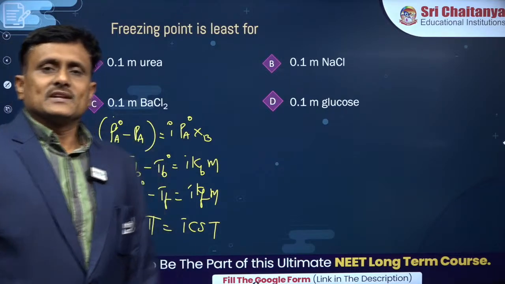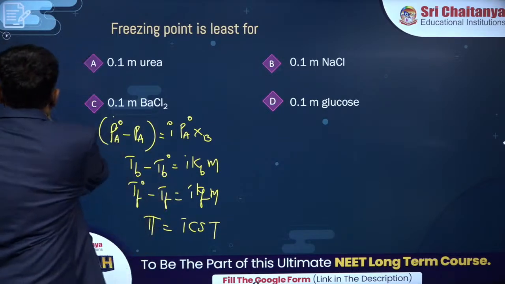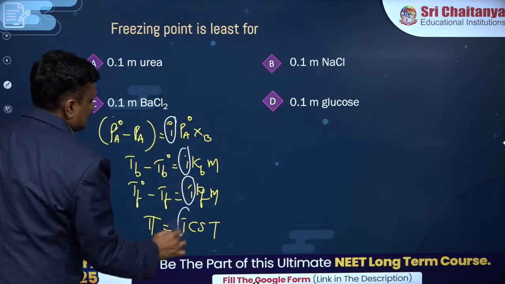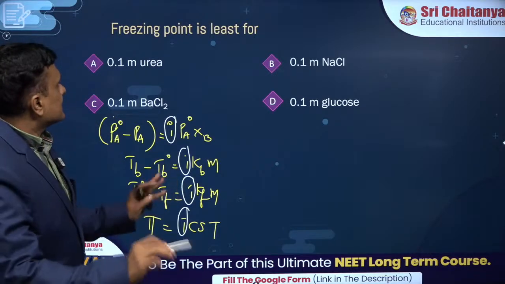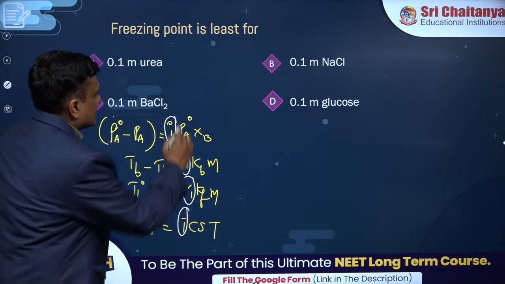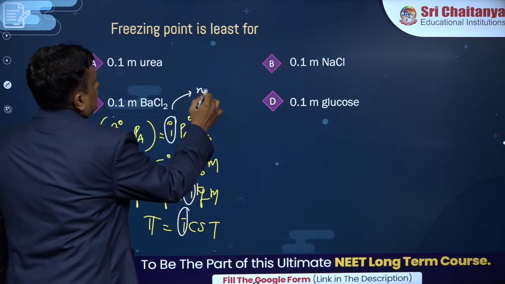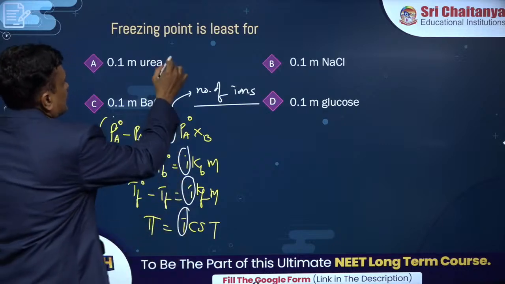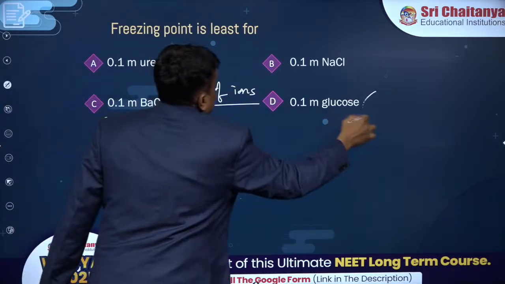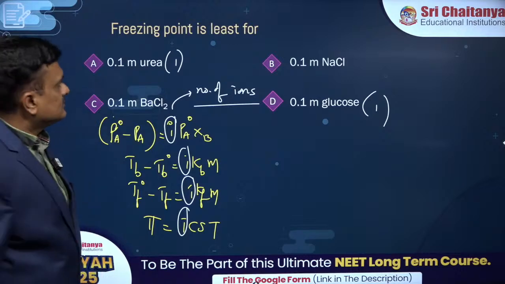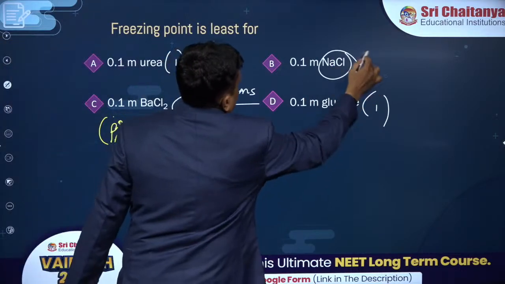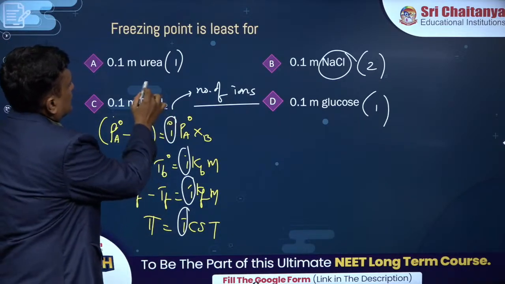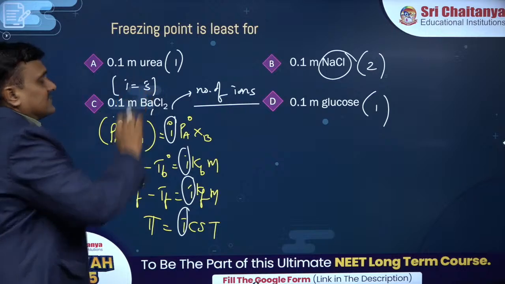Remember this. You will include i, the Van 't Hoff factor, if your electrolyte solute is present, right? Consider if i is high. You know that i is nothing but the number of ions produced by 1 mole of salt. For non-electrolytes like urea and glucose, the i value is equal to 1. For this one, because 2 ions are possible, i is equal to 2, and over here 3 ions are produced, so i is equal to 3. So this is a general thing that we know.